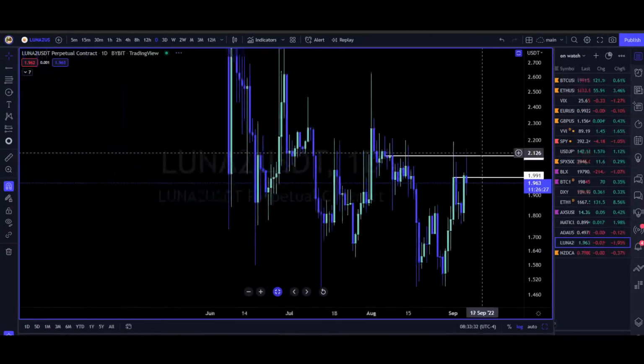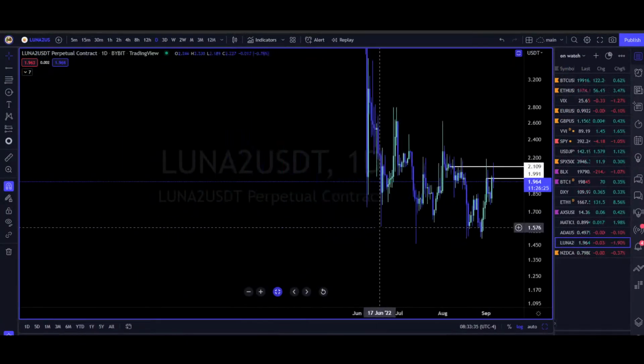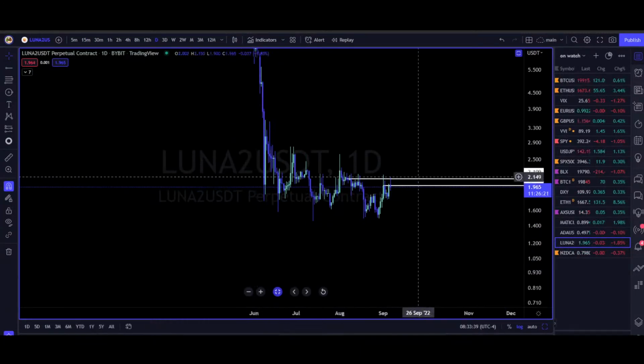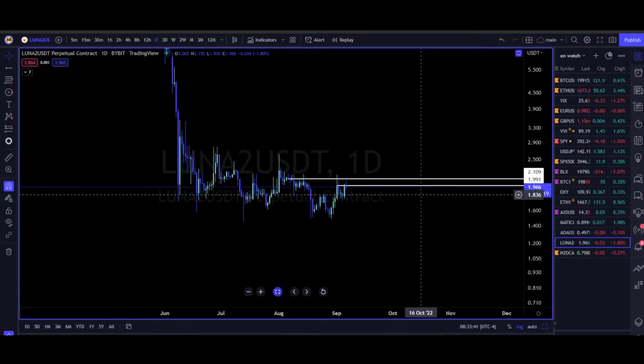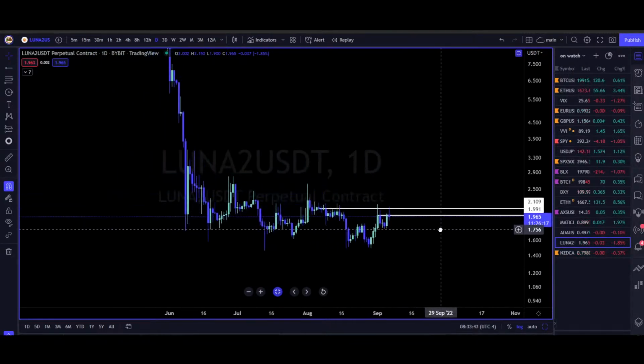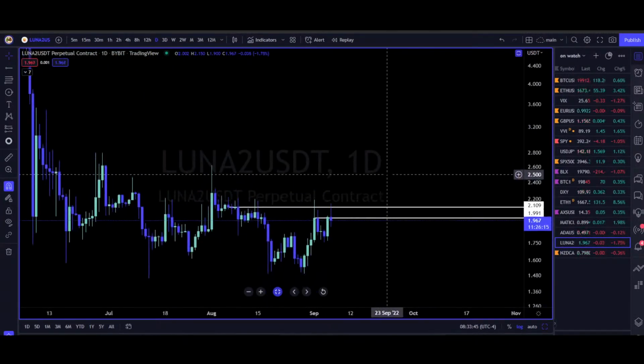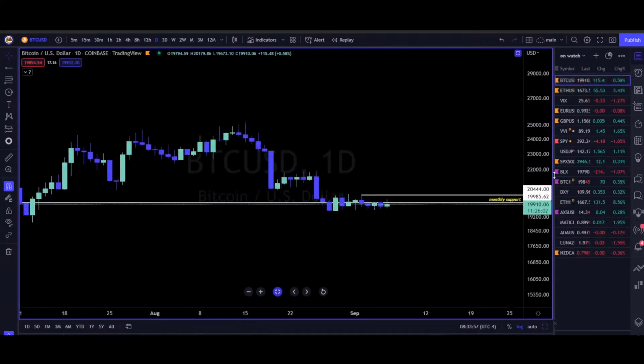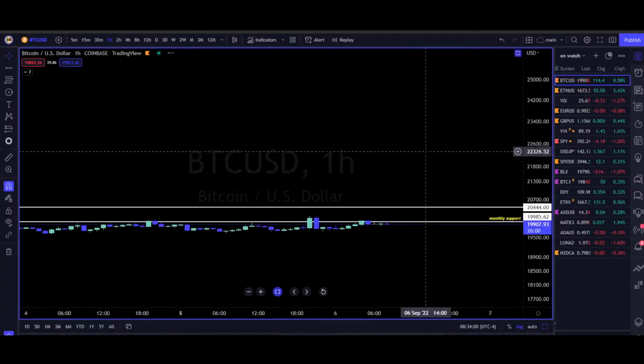Because this asset, it was Luna and it got destroyed. 100% of it almost. And this is something different, I guess. So I would stay away from it based solely on the amount of slippage that you're going to get. Taking orders, trying to get filled at one specific price. It's not fun. Bitcoin is just not doing anything.